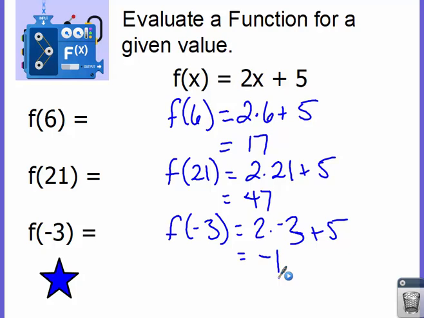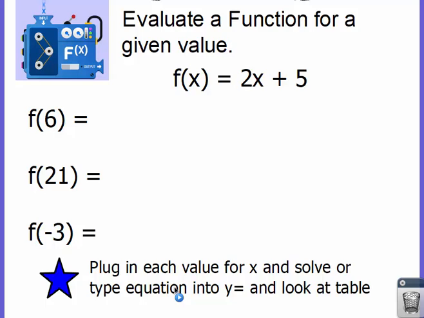So in essence, all we're basically doing when we do this is plugging in each value for x, and we solve or type the equation into y equals and look at the table. Okay, so all we're doing basically is plug and chug, just plugging something in.